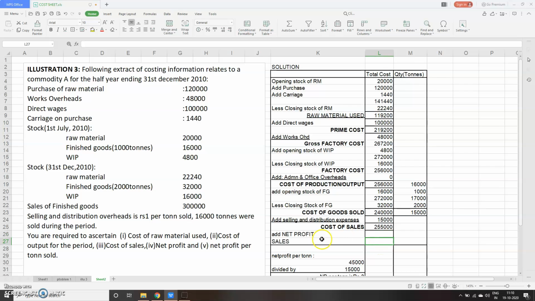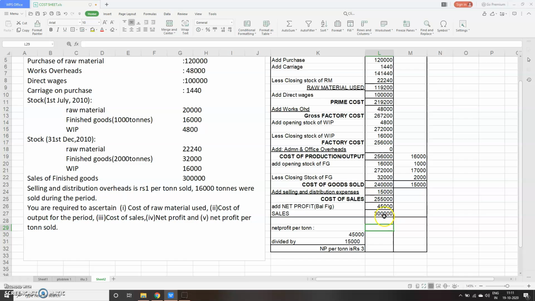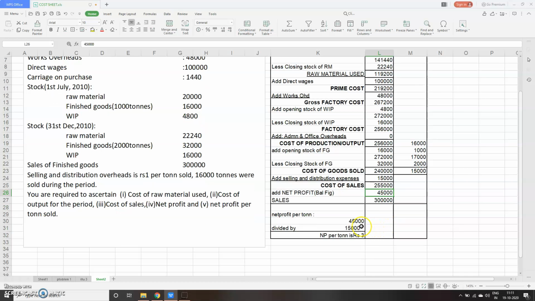Now net profit is not given, but we know sales is given as 3 lakh. So 3 lakh minus 2,55,000 is 45,000 is your net profit. I'll write in balancing figure here. Balancing figure. So boys and girls, we have found out our net profit is 45,000. So net profit per ton will be total profit earned, that is 45,000, divided by 15,000. Okay, I mean sold, not produced, sold, that is 15,000 total sold. So 45,000 divided by 15,000 is net profit per ton is ₹3 per ton.